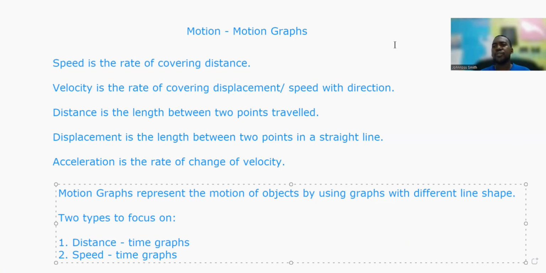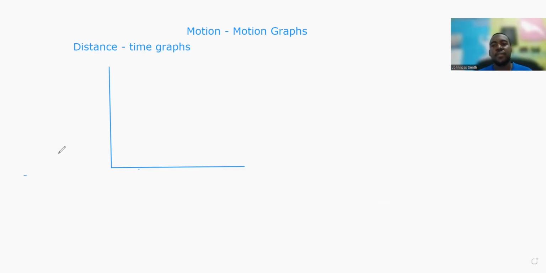Now, if we focus on motion graphs, with all these terms, we can actually explain the motion of objects using graphs. We have 2 types of graphs that we're going to focus on, a distance time graph and a speed time graph. In a distance time graph, distance is on our y-axis, measured in meters, and time will always be on our x-axis, measured in seconds.